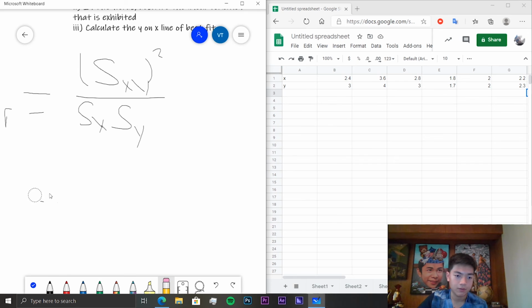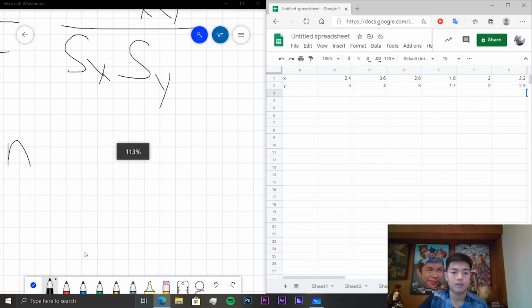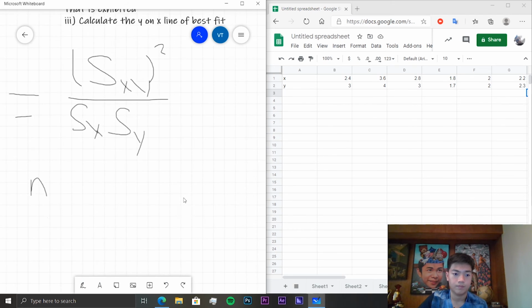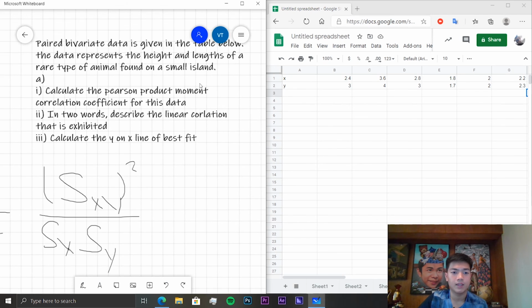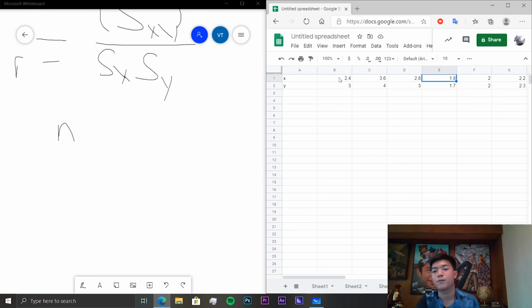Standard deviation of x first. So we know that the number of terms is equal to 10, I think. How many columns are there? 1, 2, 3, 4, 5, 6, 7, 8. Oh, there's only 8 columns. Okay, so the number is 8.